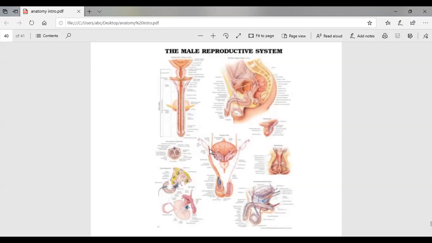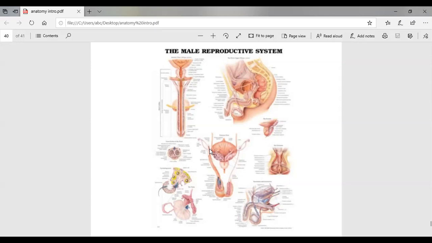It has below it two small structures called the testes. What is the function of testes? Just like the ovaries in the female reproductive system, the same function is in the male reproductive system. They produce hormones called testosterone, and also they produce the male sex cells called spermatogonium or the sperm cells, right? And it has various other organs as well.